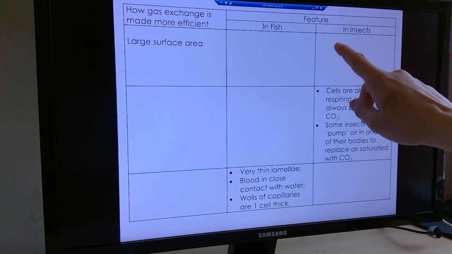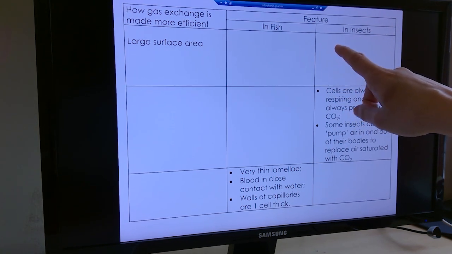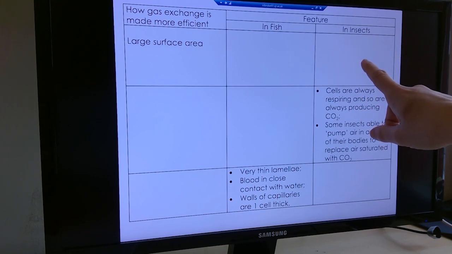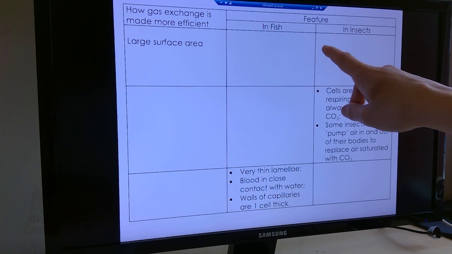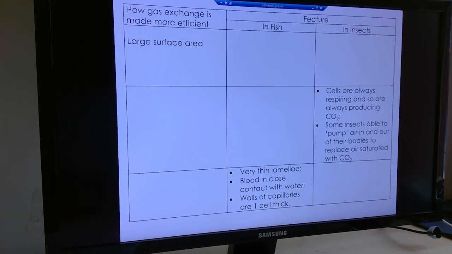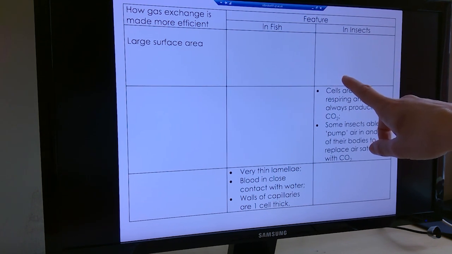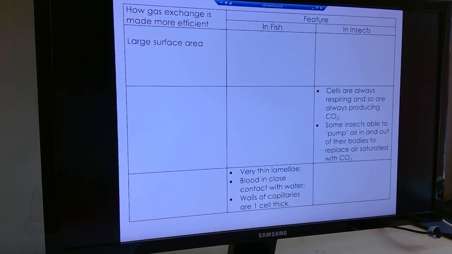What about in insects? Well, in insects, we've just got many tracheals. So those breathing tubes, many branches to them. Okay, so the idea that there's many tracheals, many branches, that is the way that we've got a large surface area. It gives us many ends to the tracheals in contact with the tissues of the body of the insect.